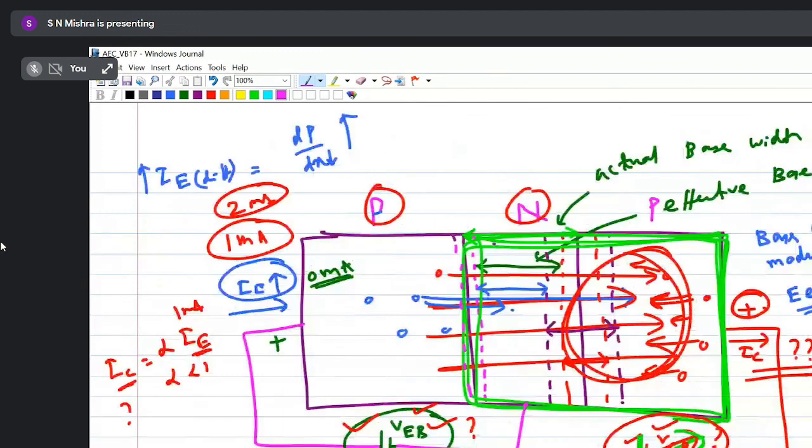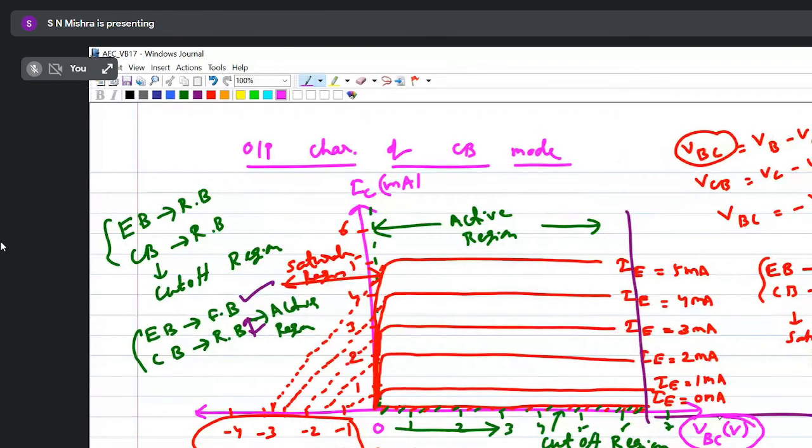This is your PN junction diode, and this junction is reverse biased. P is connected to negative, N is connected to positive. Now when I increase more and more reverse bias voltage by increasing the VCB, then what will happen? Suddenly a huge amount of current will flow, and that will break the transistor. So we should always avoid this region.